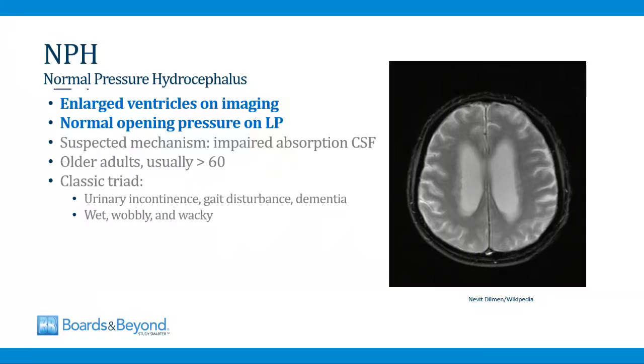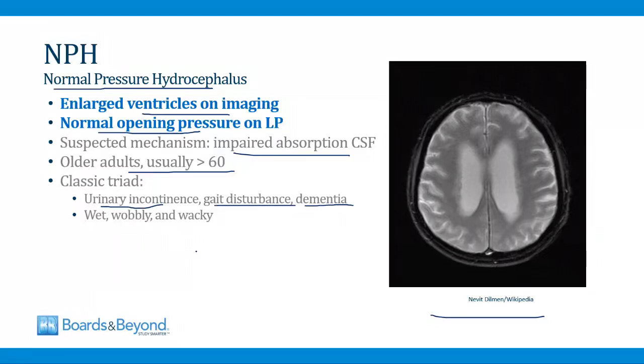Next, let's talk about NPH, which is normal pressure hydrocephalus. In this disorder, there are enlarged ventricles on imaging like what's shown on the screen here, consistent with hydrocephalus. But when you perform a lumbar puncture, there's a normal opening pressure. That's why it's called normal pressure hydrocephalus. The pathophysiology is incompletely understood, but it's believed to be related to impaired absorption of cerebrospinal fluid. This is a disorder of older adults. Most patients are over 60 years old, and patients who develop NPH present with a classic triad of urinary incontinence, gait disturbance, and dementia, which most people remember by the mnemonic wet, wobbly, and wacky.